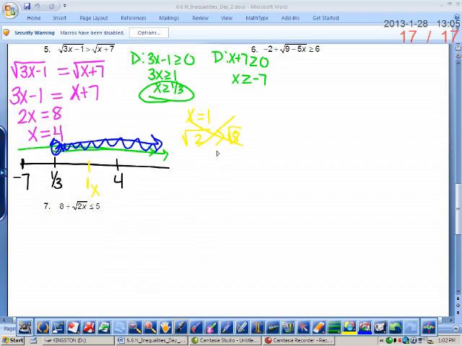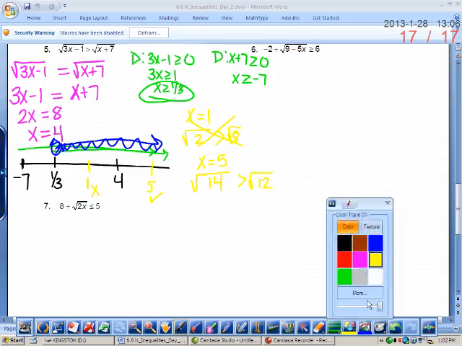What do you want to try next? 5. The square root of 3 times 5 is 15, so let's say the square root of 14. I want to know if that's greater than the square root of 12. Yeah. So 5 works. Is 4 a solution? Yes.